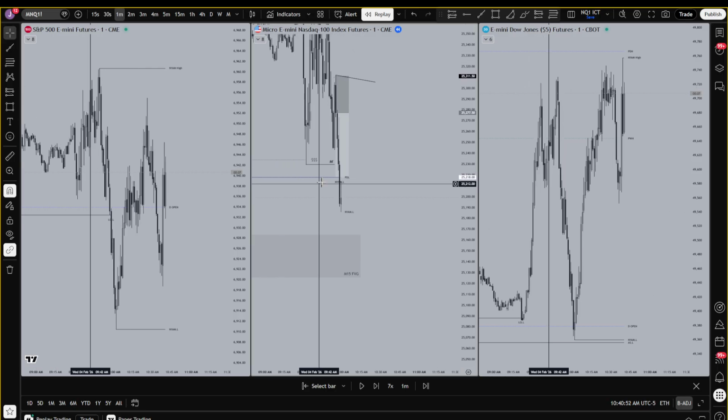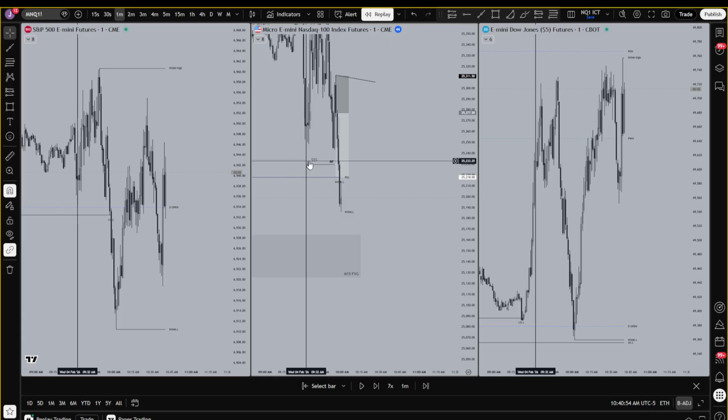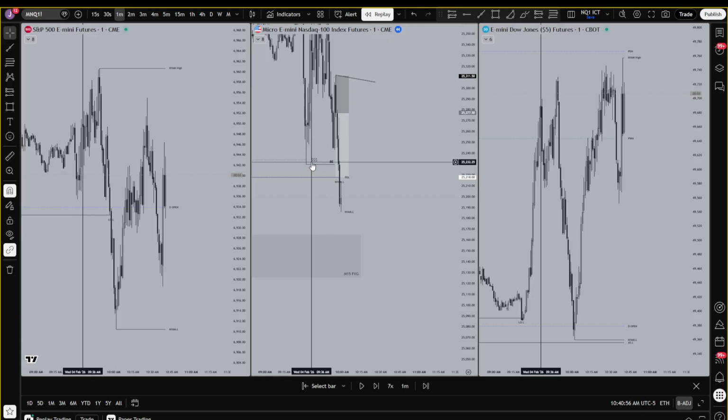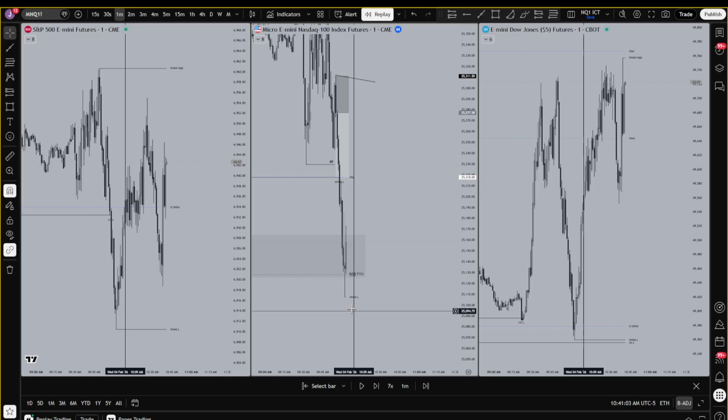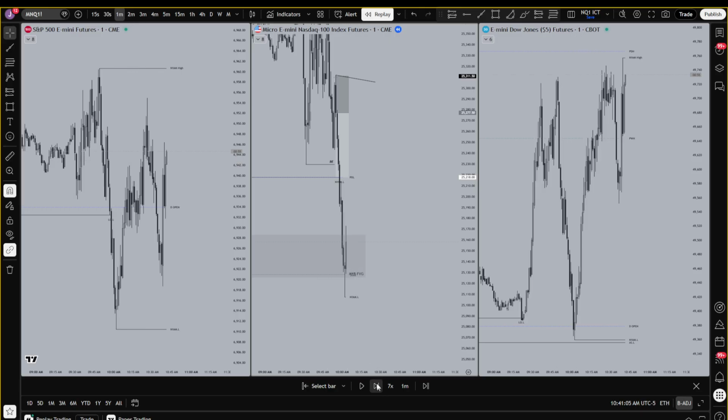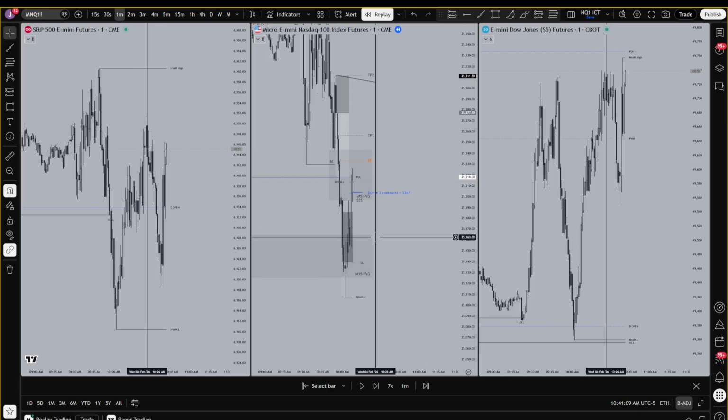Alright, so you can see that we sweep out this external range liquidity, internal range liquidity. We have this previous day low external range sweep. We manipulate inside of this 5-minute fair value gap. We get another internal range liquidity sweep, and then from there we get the 1-minute inverse right here.